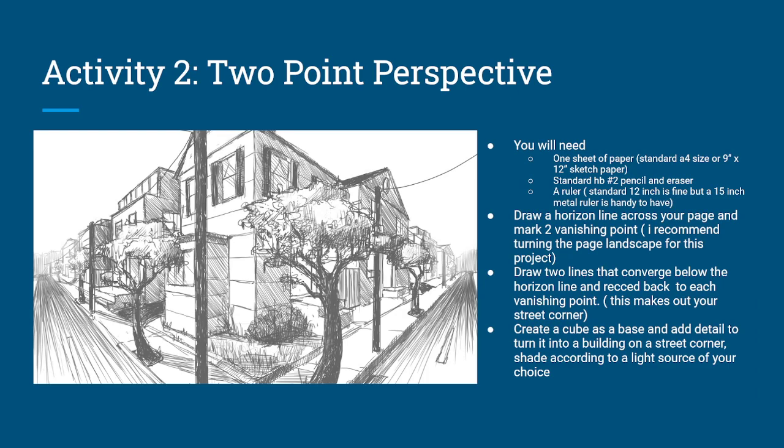I promise. The second activity, if you've mastered the first one, is 2-point perspective. You're going to need the same materials, and you're going to do the same thing. You're going to draw that horizon line, but this time you're going to mark out 2 points, one on either side of the paper. You're going to draw the 2 lines in towards the center, and you're going to draw where they converge. So if these are your points out here, you're going to draw these lines inside to create this corner. Now you've made that street corner.